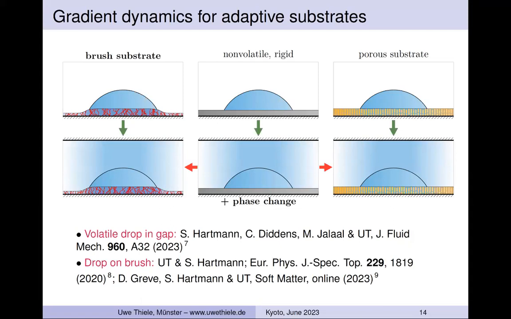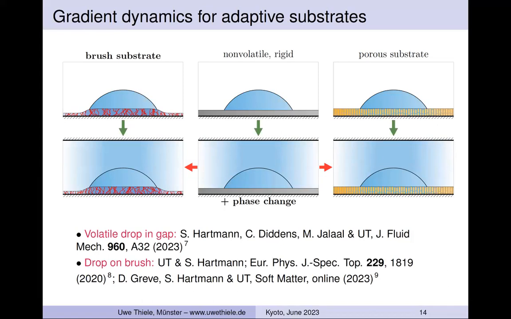Okay, so first we need to include phase change with full gas phase. We do this by putting a second plate on top, and then we can also average the vapor concentration in the gas phase. And then we also go from the rigid substrate to the brush substrate, but still not volatile. And then we combine these two, and that's the model I want to show.